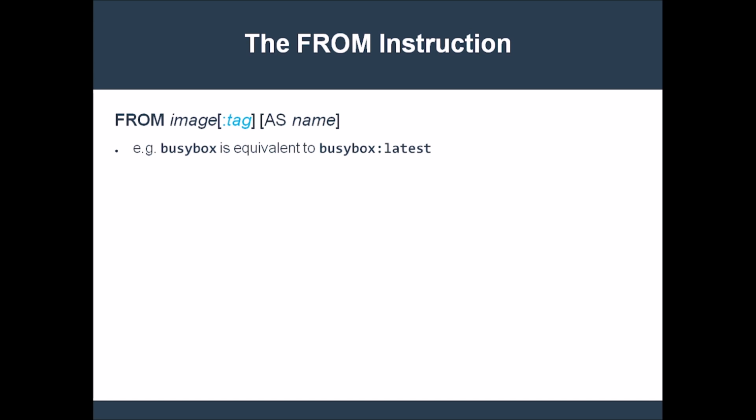After the image name and tag, you can optionally include an AS name clause, but it only comes up in multi-stage builds, which we'll go over later. Any image can act as a parent image. Usually, you'll use a stripped-down OS like Alpine or BusyBox. Then, you'll add the utilities and programs that you need. This keeps your Docker images small and fast to download.